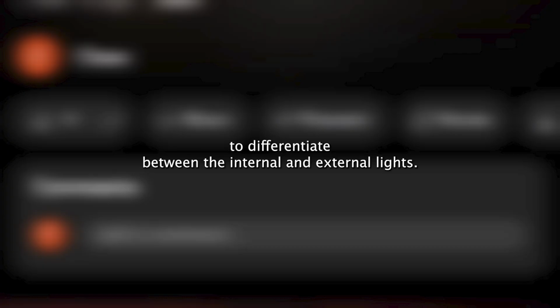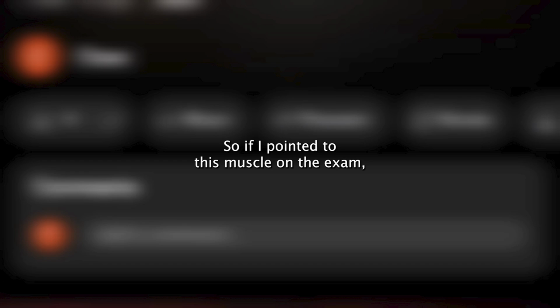On these models, it's very difficult to differentiate between the internal and external obliques. So if I pointed to this muscle on the exam, whatever you put down, either one, it would be correct. And they both have the same action, so it doesn't matter. The transverse, you have to turn it around, and you can see it over here. See the lines on the sides? So that's the transverse abdominis.